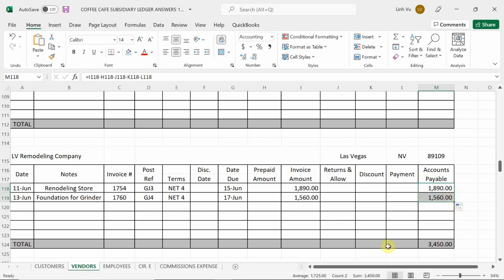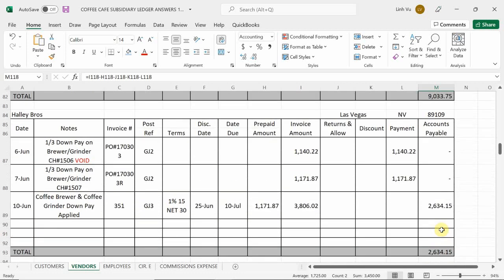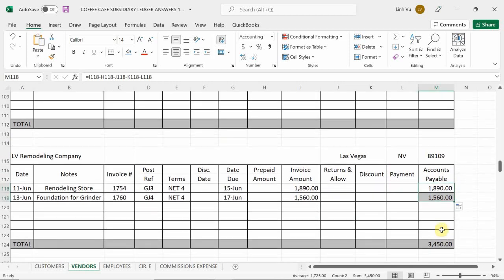Grand total that I owe to LV Remodeling is $3,450. So each person at the bottom in the gray is going to tell me how much I owe each individual vendor. In this case, I owe LV Remodeling $3,450, because I have 2 outstanding bills recorded with them.